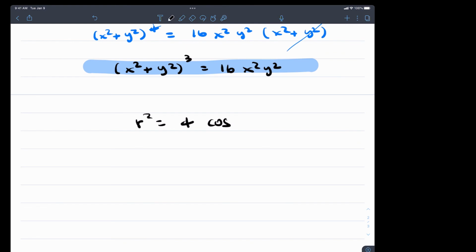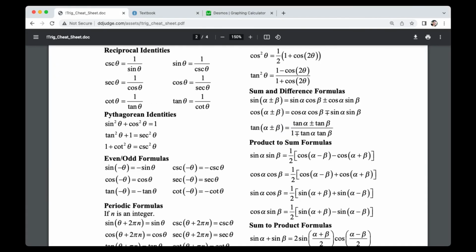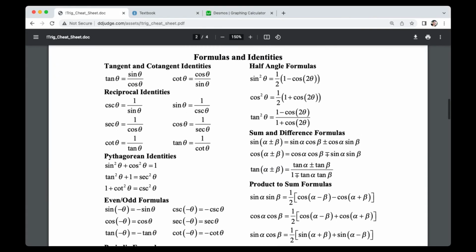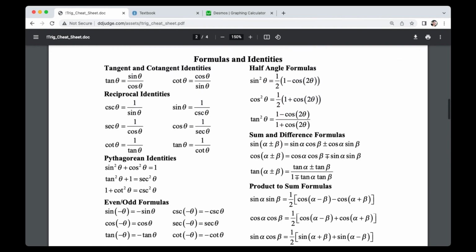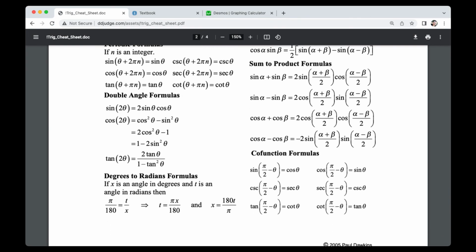4 cosine 2 theta? Well, you guys already know this is going to be what? This is x squared plus y squared equals 4 cosine 2 theta. Now, you're going to have to go back up here and maybe use an identity. Is there a cosine double angle that gives me anything I can use?